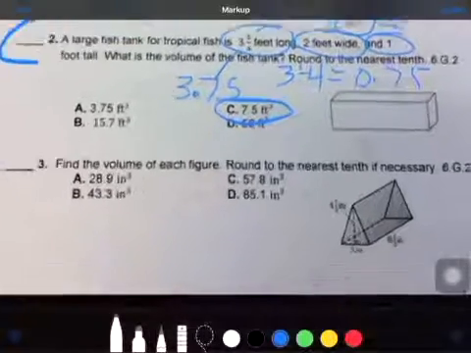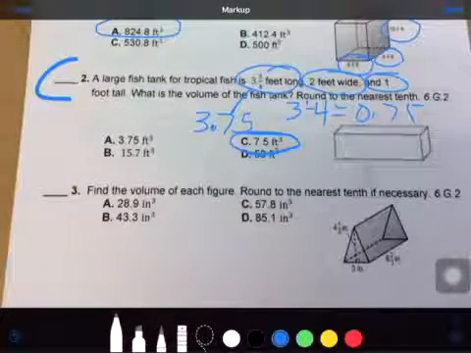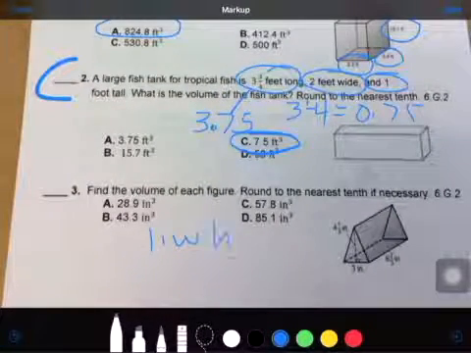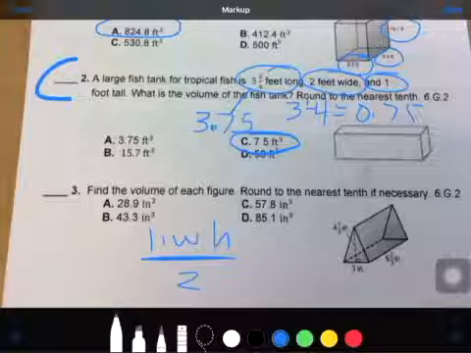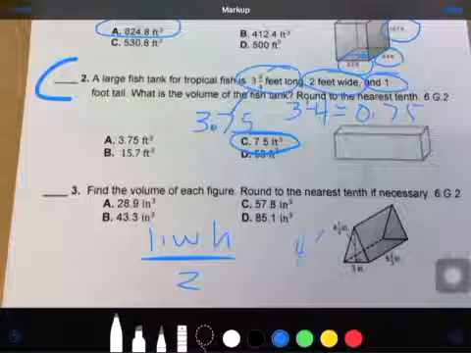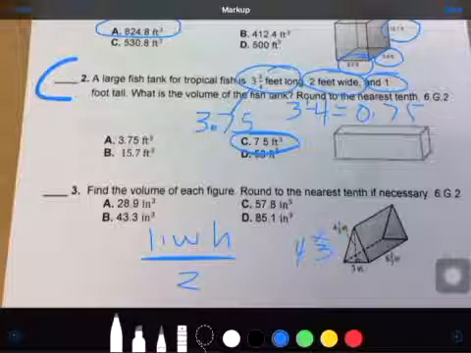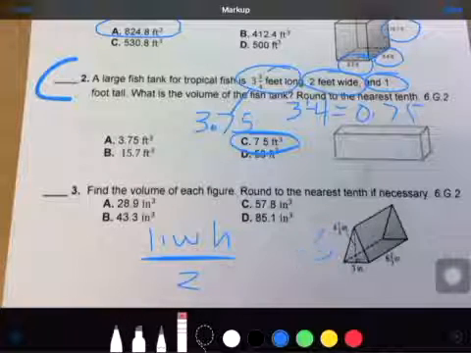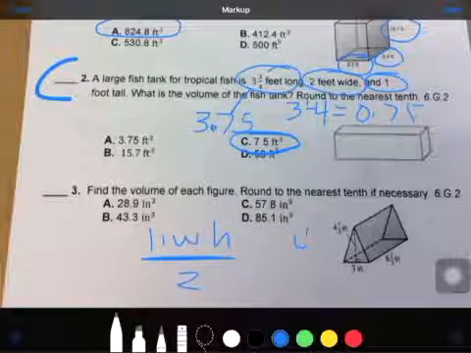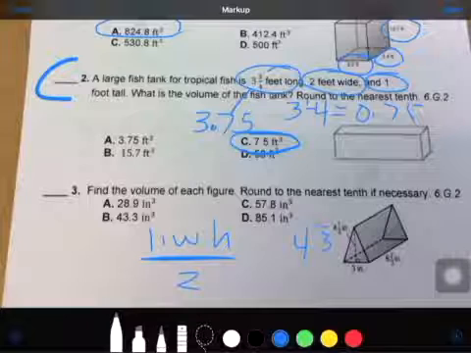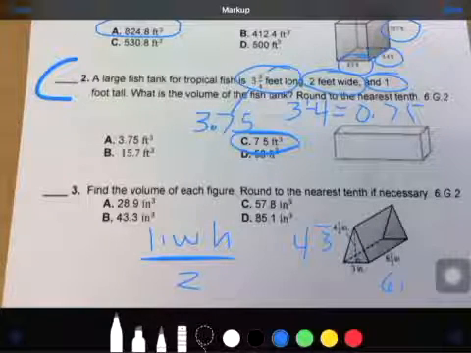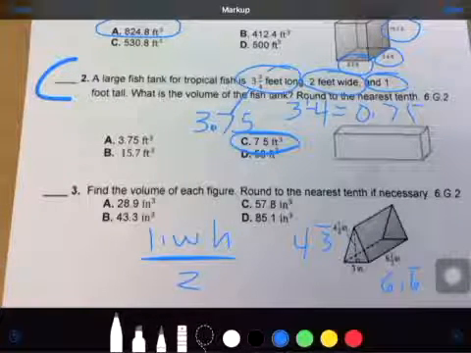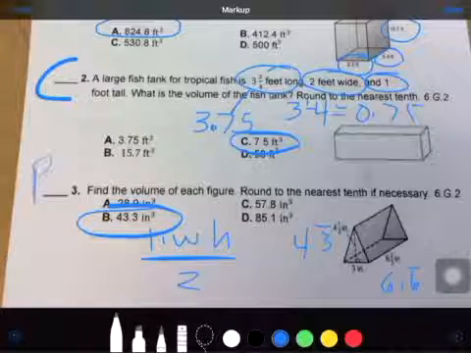Okay, on the last one, you're again finding the volume. So remember, this is length times width times height divided by 2, since it is a triangular prism. So again, you're going to probably want to change these into decimals by dividing the fraction. So for 4 1/3, I get 4.3 repeating. And for 6 2/3, I get 6.6 repeating. When I multiply those in my calculator and divide by 2, I get letter B.